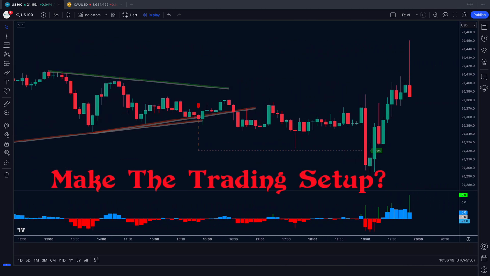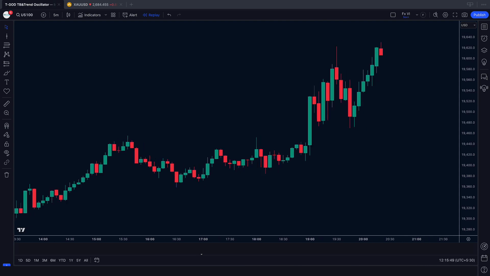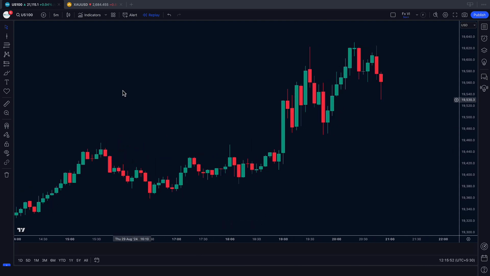I'm going to use a 5-minute chart for this strategy. How do we make the trading setup? Alright, let's dive right in. Open up your TradingView with a fresh chart.